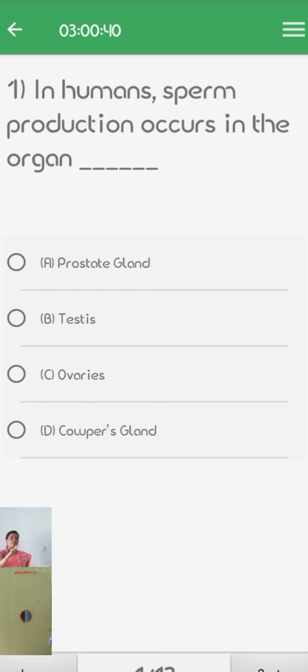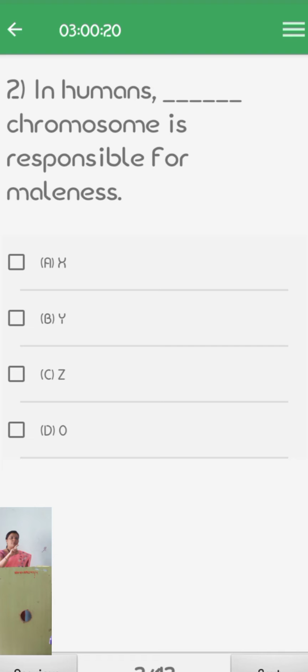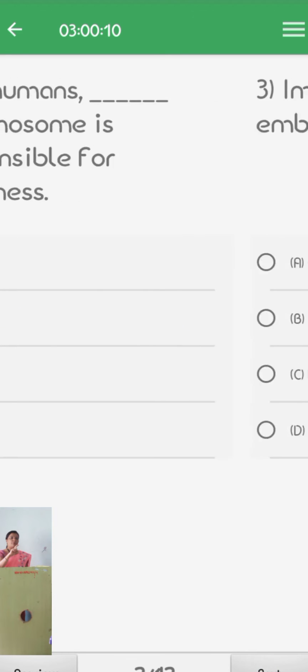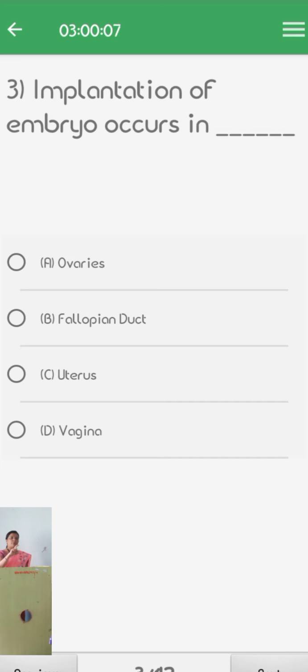In this video, we will solve some questions on the topic Chapter number 3, Life Processes in Living Organisms, Part 2. Number 1, in humans, sperm production occurs in the organ dash. Answer is testes. Number 2, in humans, dash chromosome is responsible for maleness. Answer is Y chromosome. Number 3, implantation of embryo occurs in dash. Answer is uterus.